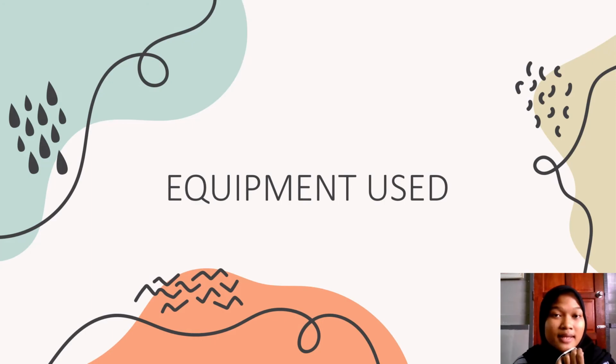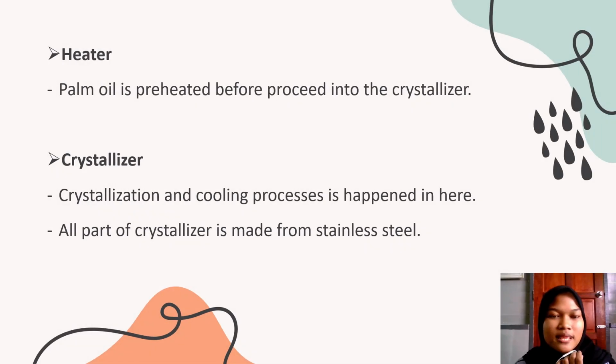My name is Arbaenah Hamsi and I'm going to explain the equipment used for soap production. The first equipment is the heater, where the palm oil is preheated before proceeding to the crystallizer. The next equipment is the crystallizer, where the crystallization and cooling processes happen, and all parts of the crystallizer are made from stainless steel.